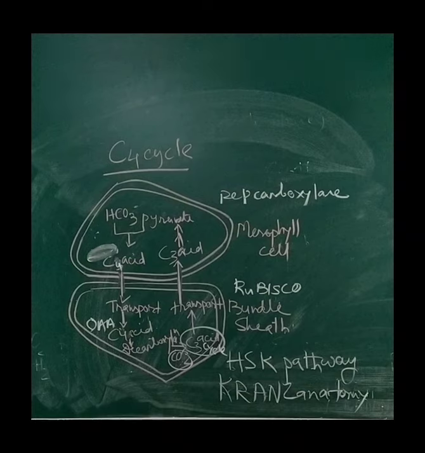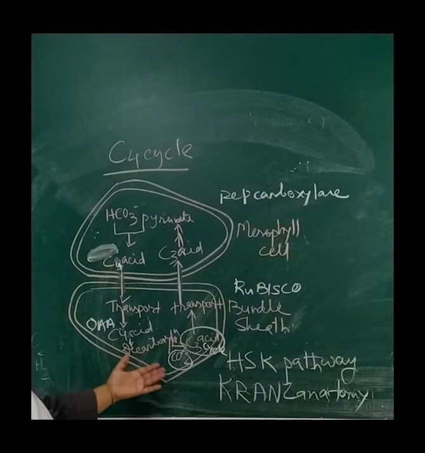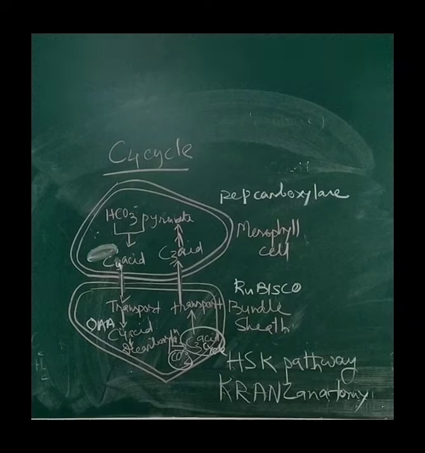So you can go through the differences between C3 and C4. In C3, Rubisco is the major enzyme. But in C4, both enzymes, PEP carboxylase and Rubisco, are present. C3 is not showing any Kranz anatomy, but C4 is showing the Kranz anatomy, which is a plus point for it. And C4 plants are much more efficient than C3 in the production of starch.